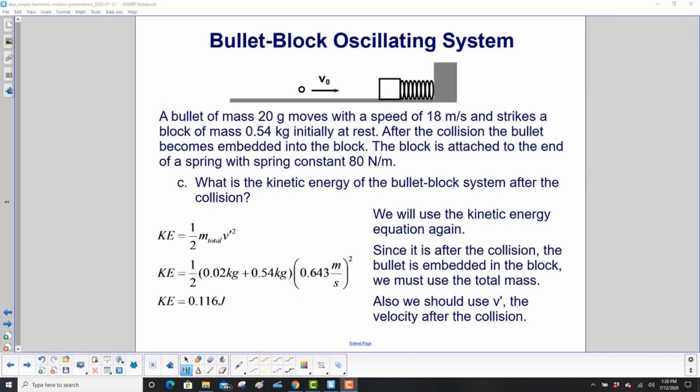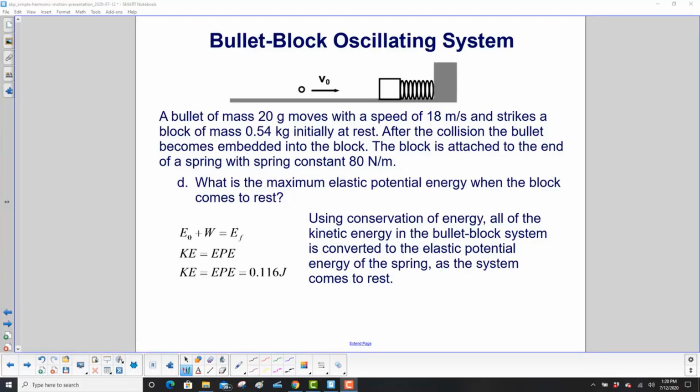What is the kinetic energy of the bullet block system after the collision? It's going to be one half the total mass of the bullet and the block times the velocity of the bullet block system right after the collision that we found on the previous slide. So here's our two masses. Here's our velocity. Make sure you square it. And then we come up with a kinetic energy of 0.116 joules.